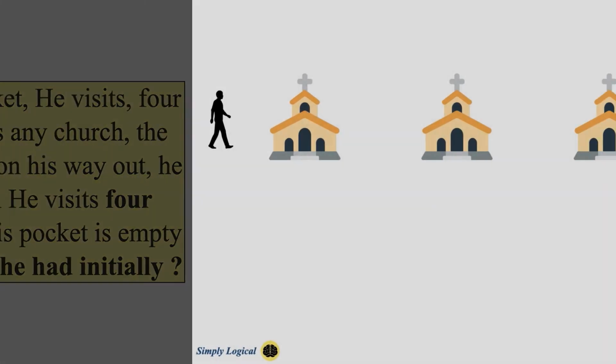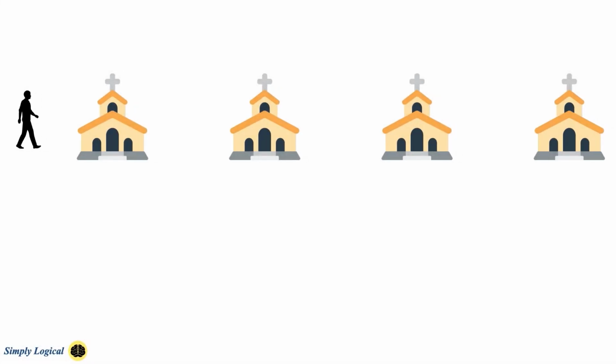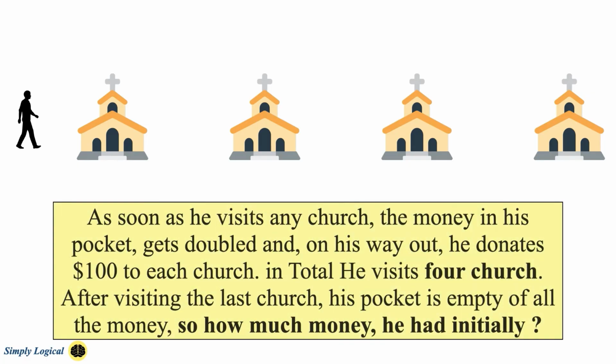Let me simplify the puzzle. One person has some money in his pocket. He visits 4 churches on the way. As soon as he enters a church, his money gets doubled and he offers $100 in each church. Thus, his pocket gets empty after he returns from the 4th church. Now the question is, how much money did he have initially?